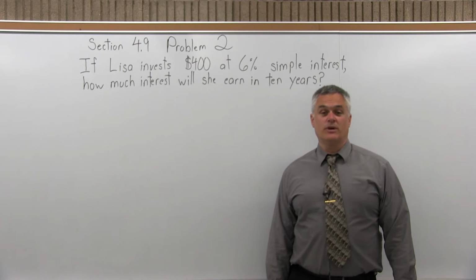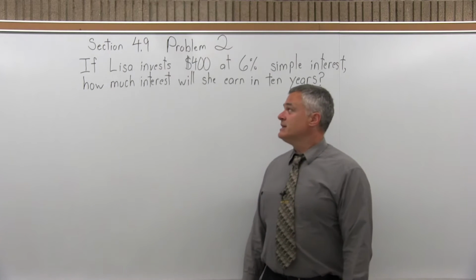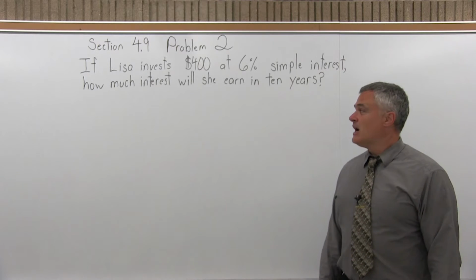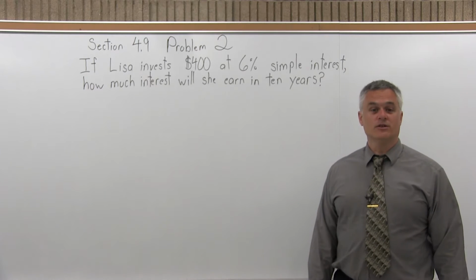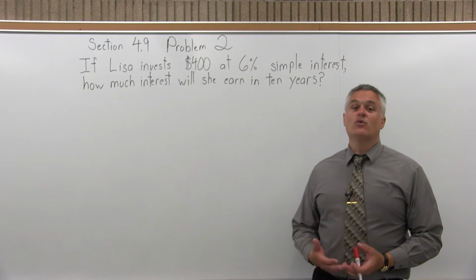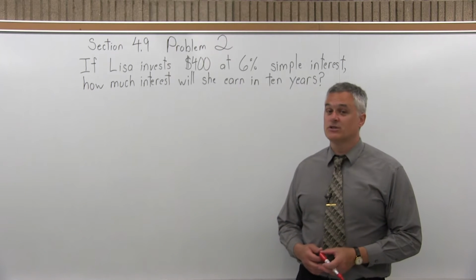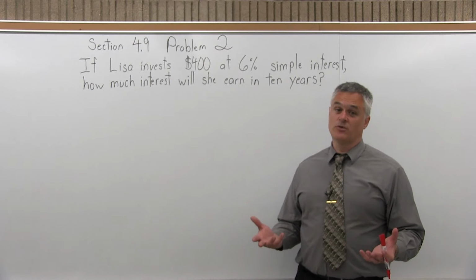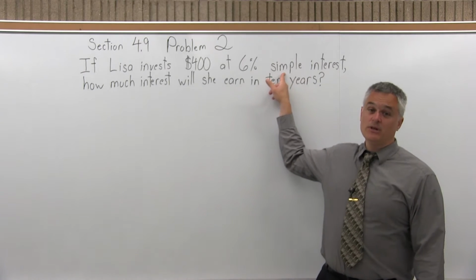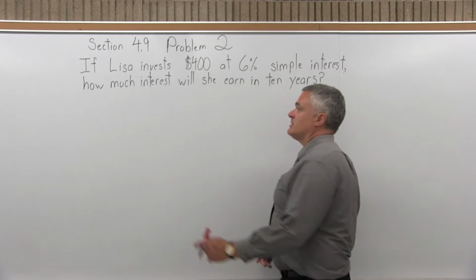This is Section 4.9, Problem 2. It says, if Lisa invests $400 at 6% simple interest, how much interest will she earn in 10 years? So the first thing you have to do with a problem like this is decide which of the two formulas from this section that you should use. There's a simple interest formula and a compound interest formula. It will be spelled out pretty clear. It says simple interest, so that's a simple interest formula.